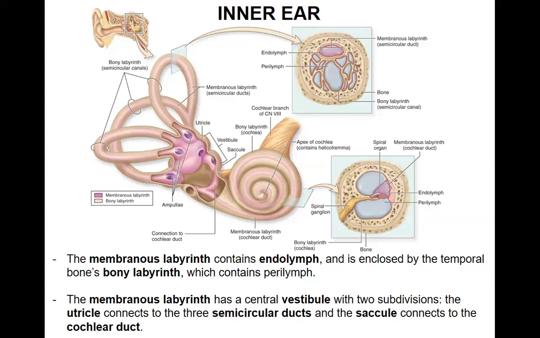And the key to understanding how equilibrium, motion, and sound are sensed is the fact that there are neuroepithelial cells embedded in the membrane of that membranous labyrinth. They stick with their apical region inside the membranous labyrinth, but have the connection to neurons on the other side.